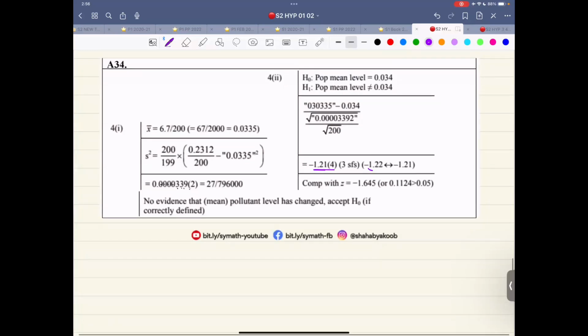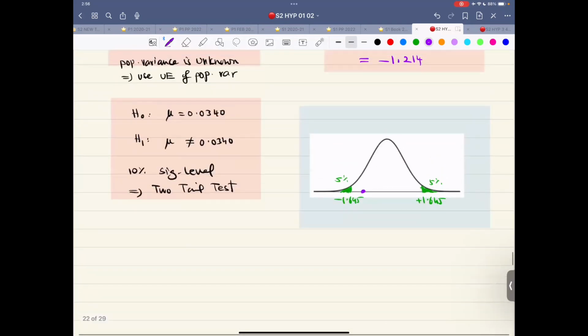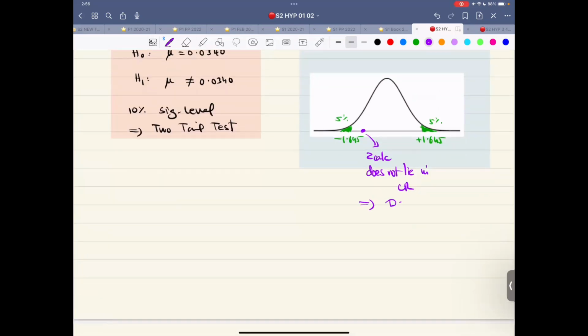Okay. And this is the range. Compare with this value. Where does it lie? So this value lies just outside of the critical region. So the Z calculated value does not lie in the critical region. Therefore, what's the conclusion? Do not reject H0. In other words, we are accepting H0.